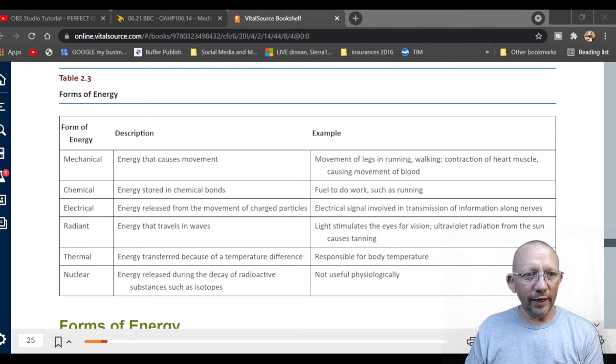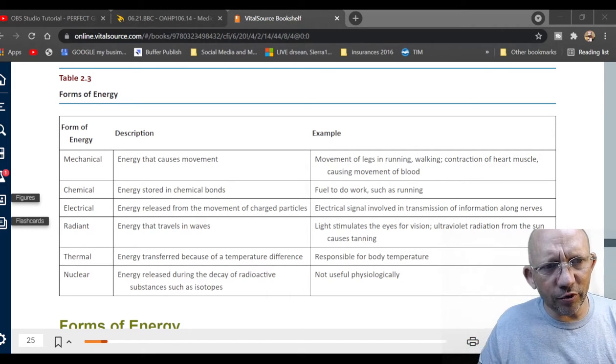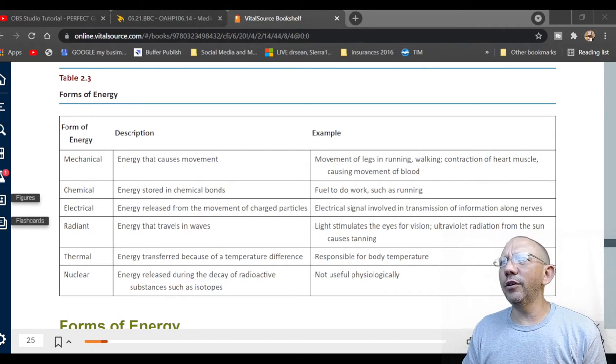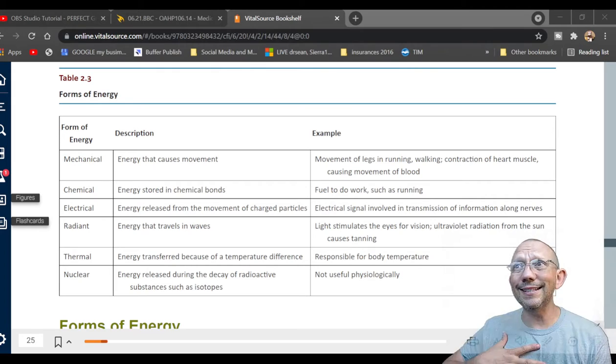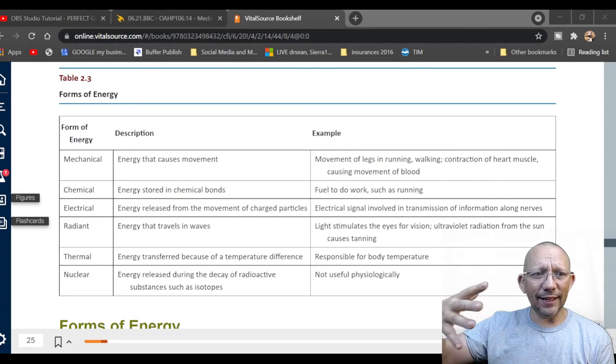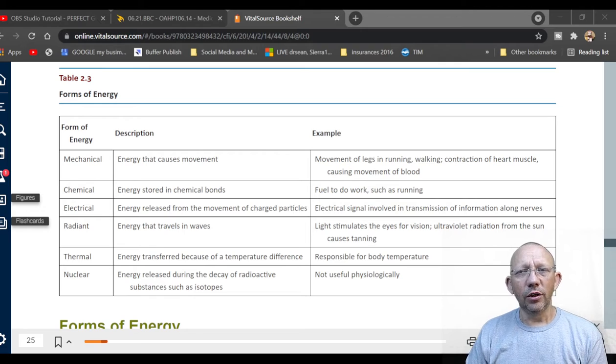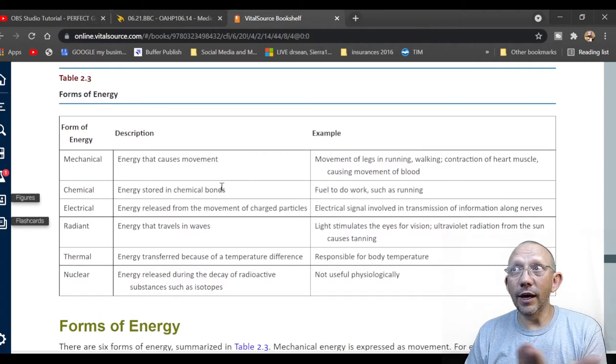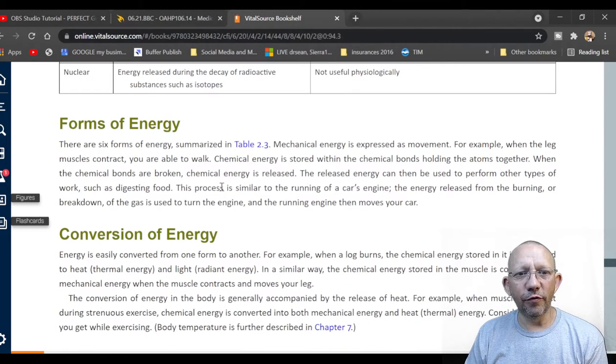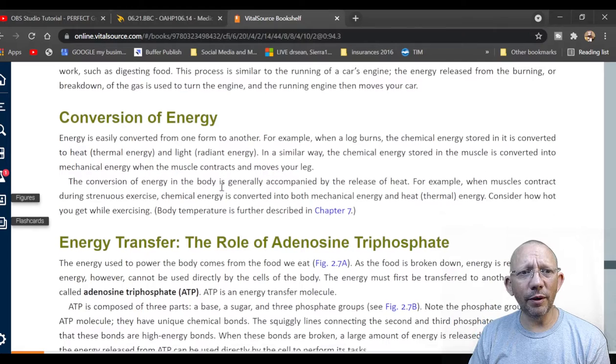Okay, thermal radiation is energy transfer because of a temperature difference. Yeah, your body temperature, but also your radiant heat. Right, you can radiate that heat off too. It travels in waves. You can also conduct that heat, or convection, all kinds of different things. Now, nuclear energy is released during the decay of radioactive material, not useful in physiology. If you have radioactive stuff going on in you, you can die. So we don't want that, okay? The forms of energy, which we just talked about, we don't have to worry about it.